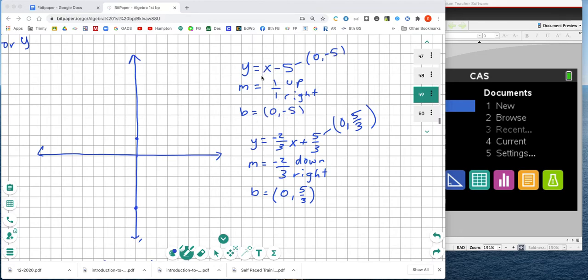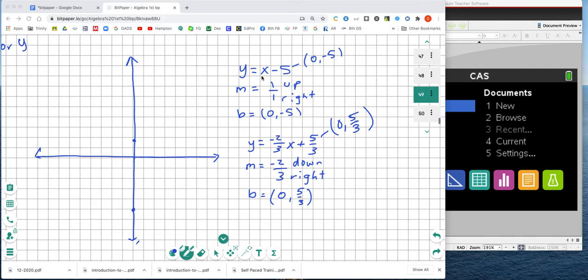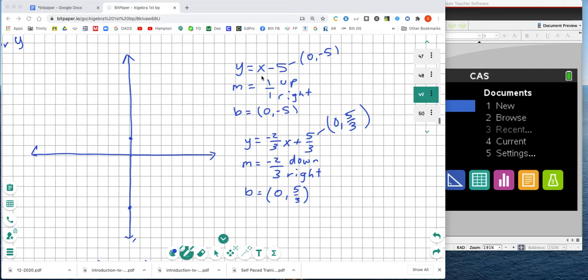We're going to notice that we don't have any number written in there, so we know that there is a 1 in front of the x. And of course, we need to make it a slope, so we're going to write it as a fraction. They're both positive, so we're going to be going up and to the right.